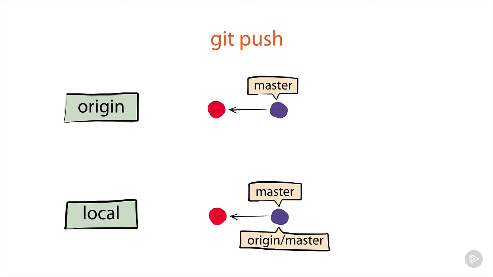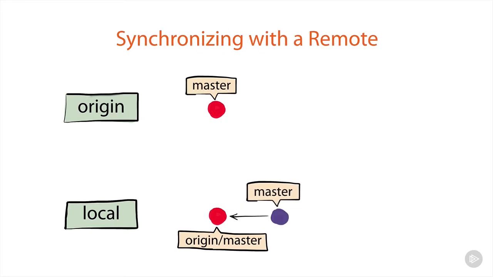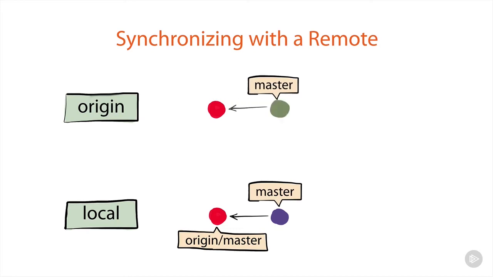Now let's do it again. This is the initial situation. We add a commit and we prepare to push. But this time, imagine that something has changed on the remote as well. Someone pushed another commit to the remote.